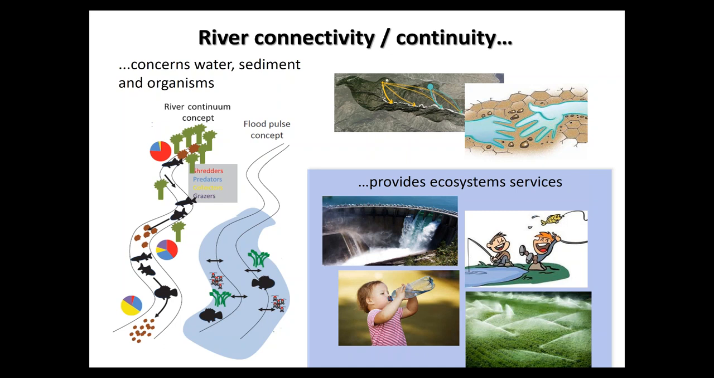but it is also linked to human society, because rivers provide to human society a number of ecosystem services that could be linked to our society, to our industries, agricultural production, drinking water, and also recreational services. Services that, to some extent, are in some cases also linked to the presence of barriers.